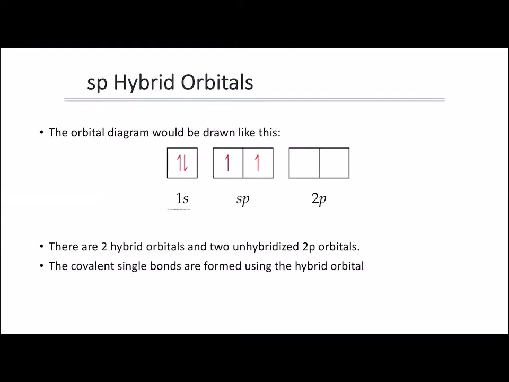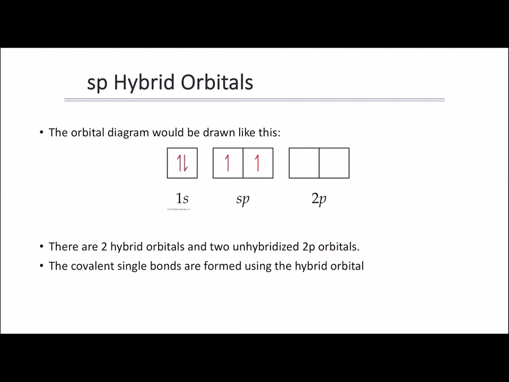And if we were to draw an orbital diagram for an sp hybrid, it would look something like this. I'd have a 1s, and 2 sps, and then a 2p. So I'd have 1 box for my 1s, 2 boxes for my sp because I took 1 p and 1 s, and then 2 boxes for the p's, the unhybridized p orbital. So this means when we have a molecule that's sp hybridized, it has 2 hybrid orbitals and 2 unhybridized p orbitals.